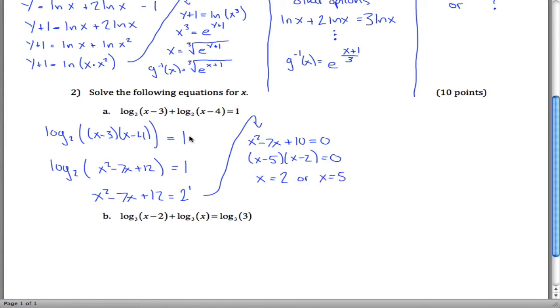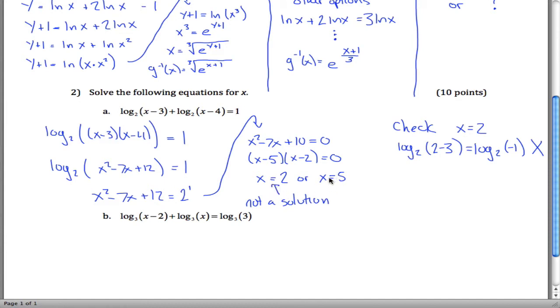But we should check our answers. If you check x equals 2, we'll have to figure out what's the log base 2 of 2 minus 3, which is the log base 2 of negative 1, which doesn't make sense. So this one is not a solution. But if you check x equals 5, it will work.